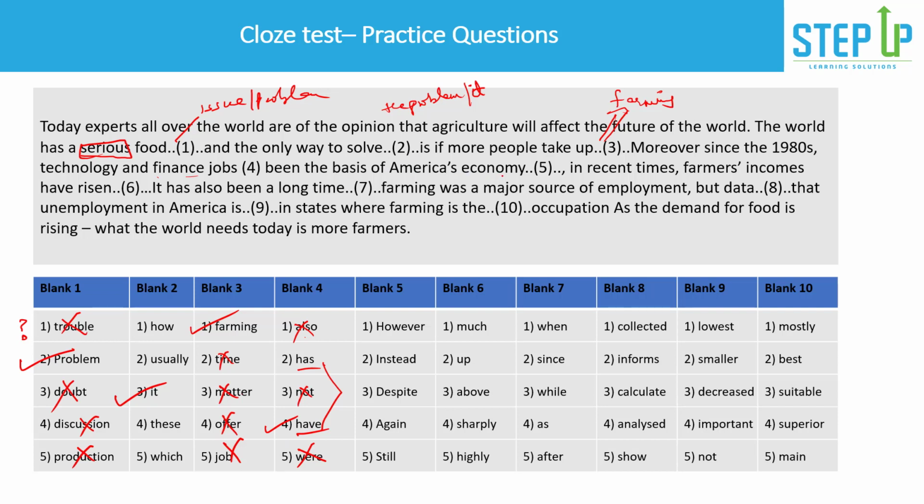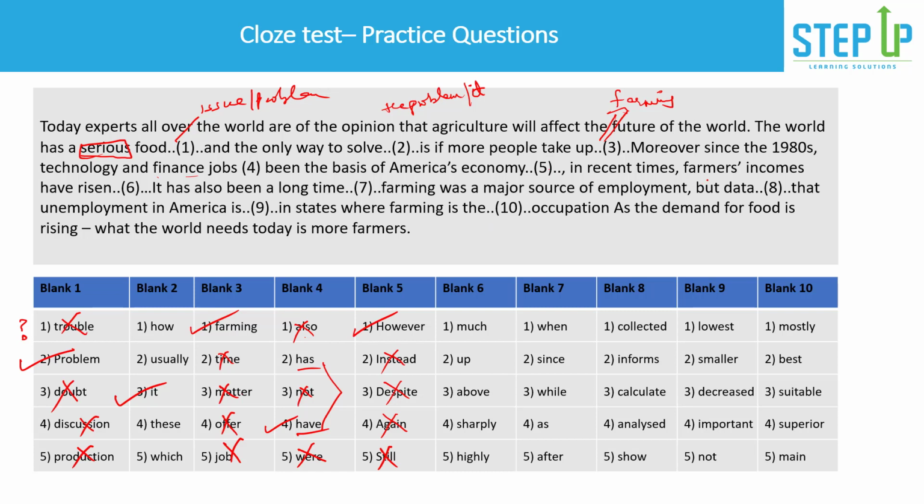But the basis of America's economy, dash in recent times, farmer income have risen. So he was earlier saying technology, finance jobs were the basis of America's economy. But he's saying now farmers' incomes have risen. So there should be a switch here, which indicates a shift in meaning, right? So the fifth option should be, however, instead in recent times. Okay, it doesn't make sense. Despite in recent times, okay, no. Again in recent times, so this is in line with that. We're looking for something that is antithesis to this. So however is the best option.